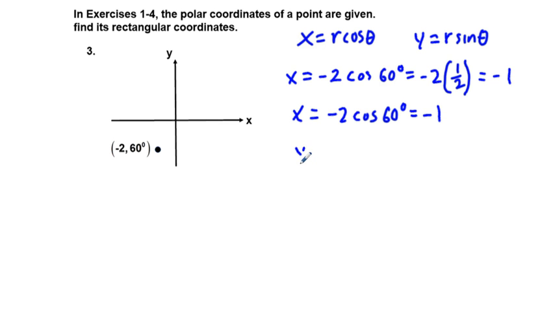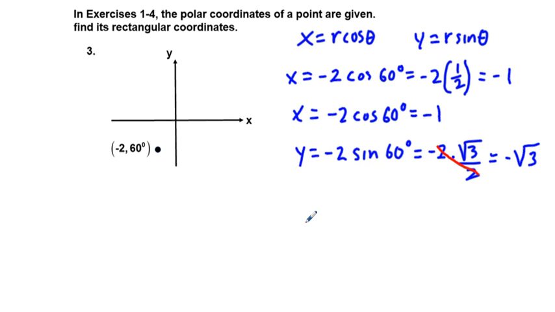Now for the y value, y is equal to r sine theta. So we take negative 2 times the sine of 60 degrees. I happen to know that the sine of 60 degrees is square root of 3 over 2. So I take negative 2 times square root of 3 over 2. The 2 over 2 cancel each other, and remaining we have negative square root of 3.